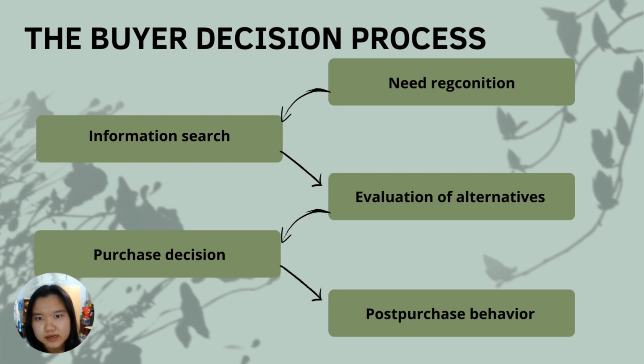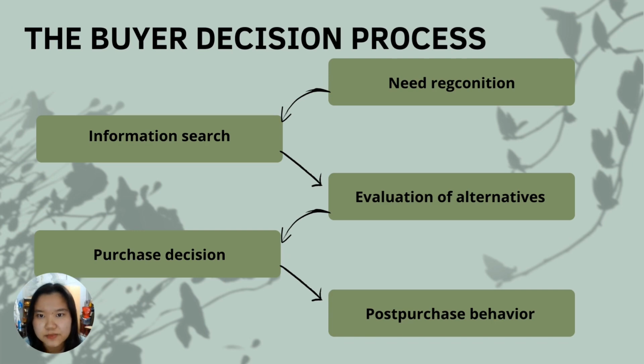Now that we have looked at the influences that affect buyers, we are ready to look at how consumers make buying decisions. The buyer decision process consists of 5 stages: need recognition, information search, evaluation of alternatives, purchase decision, and post-purchase behavior. It's clear that the buying process starts long before the actual purchase and continues long after. Marketers need to focus on the entire buying process rather than on the purchase decision only.